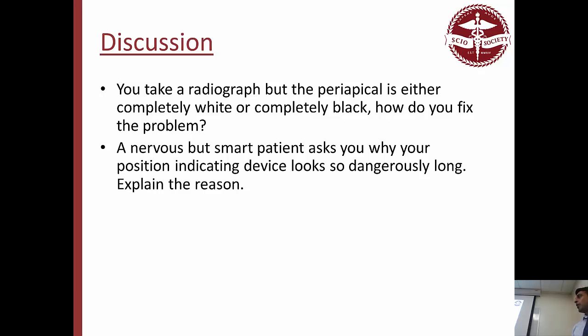Let's do that one. So a nervous but smart patient asks you why your position indicating device looks so dangerously long. Explain the reason. So why would you want to be having a long collimator or a long position indicating device? Because the longer it is, the more you can use just the parallel rays, and the less radiation. Fantastic. Okay, so exactly. So at a tungsten target, you're making all this radiation, and as soon as it leaves the target, it's diverging. You want to get rid of all the diverging rays. You want to get all the parallel rays coming out, because that way you can get the sharpest image and the least magnified image possible.